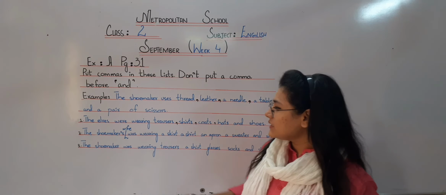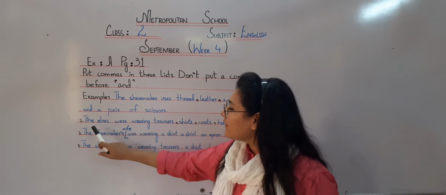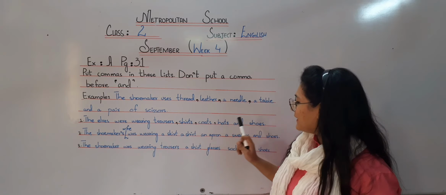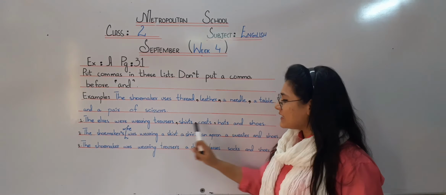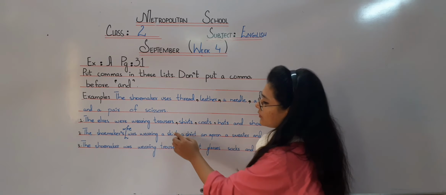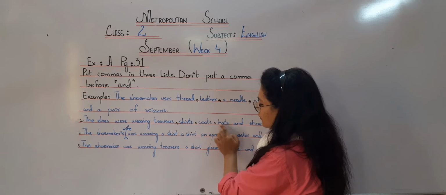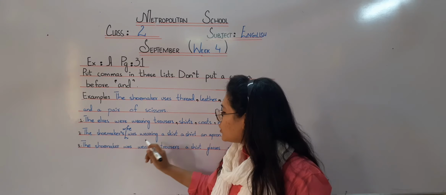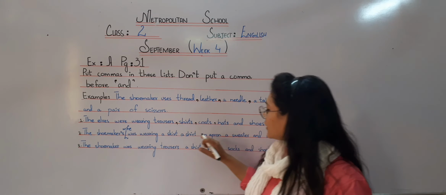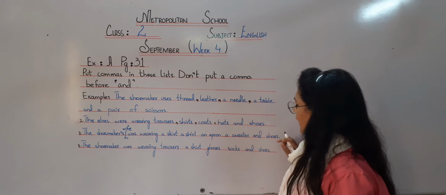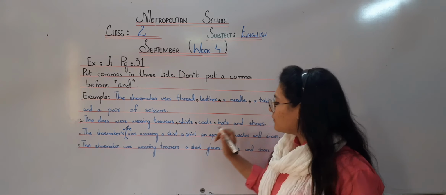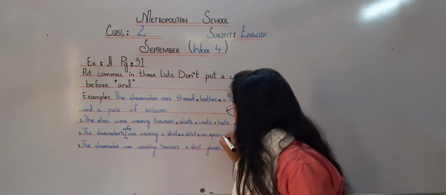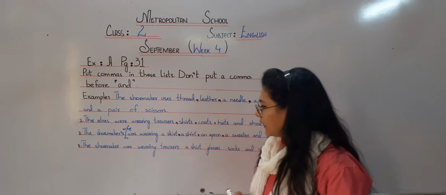So as you all can see, the first one is done for you all. The elves are wearing trousers, shirts, coats, hats and shoes. They were wearing several things, right? So we will put commas to differentiate what they were wearing. Then the shoemaker's wife was wearing a skirt, a shirt, an apron, a sweater and shoes. So we will put commas between the words to differentiate what she was wearing.